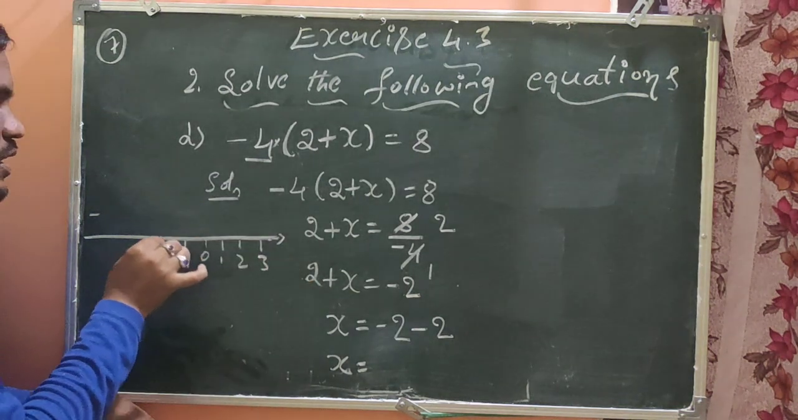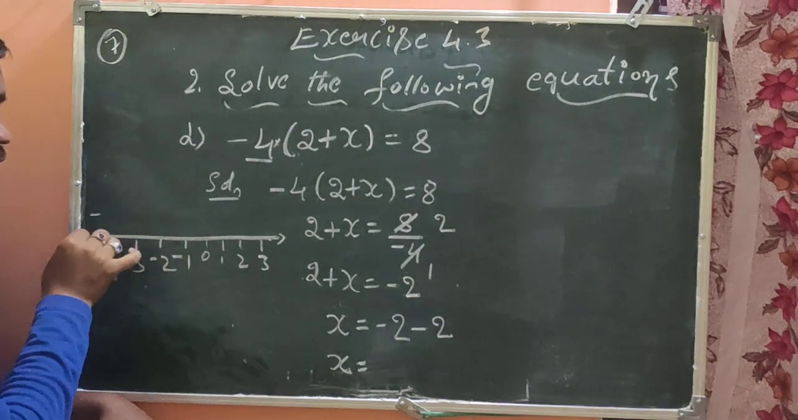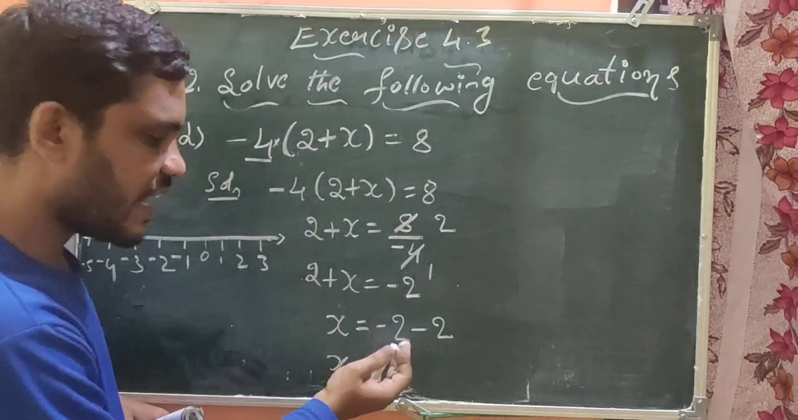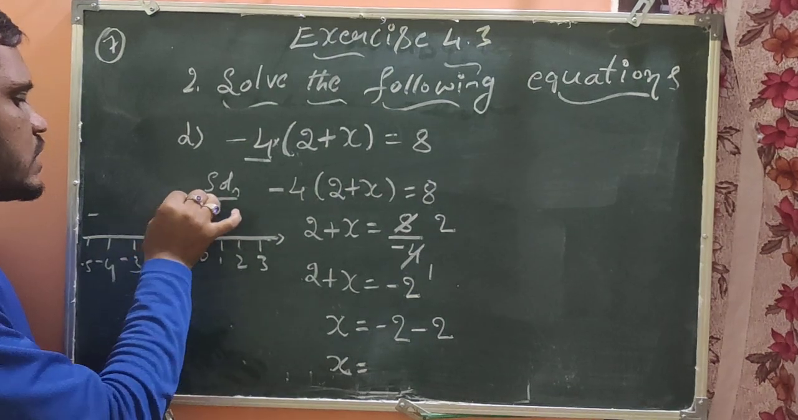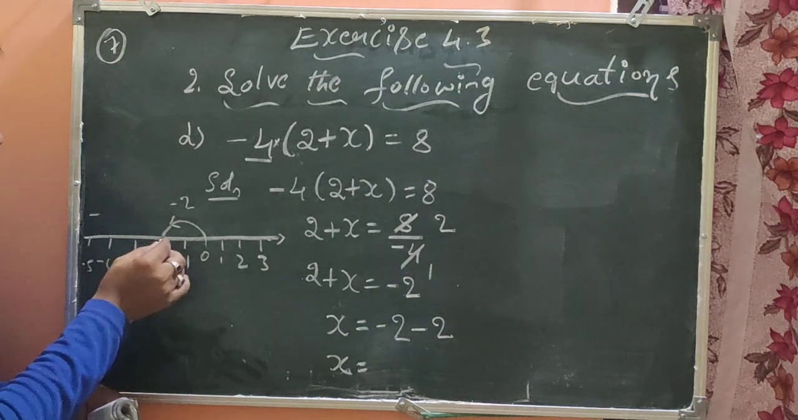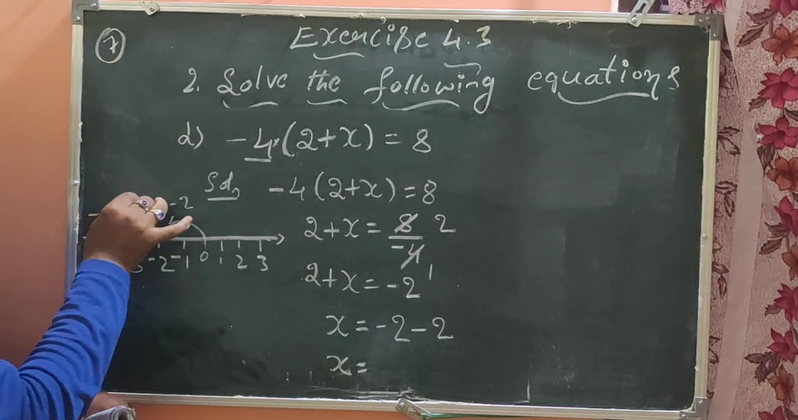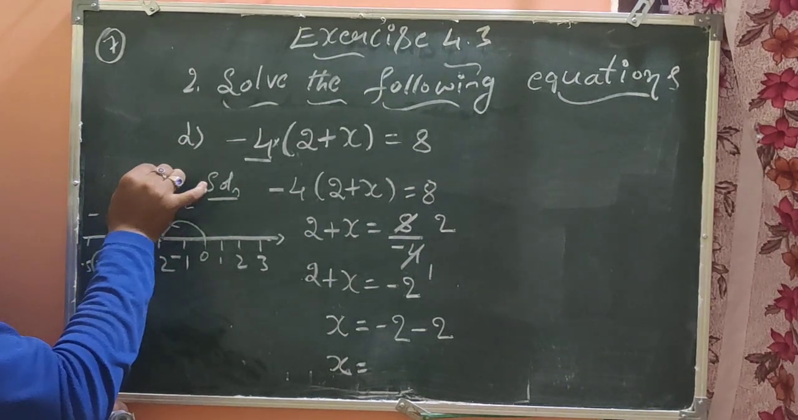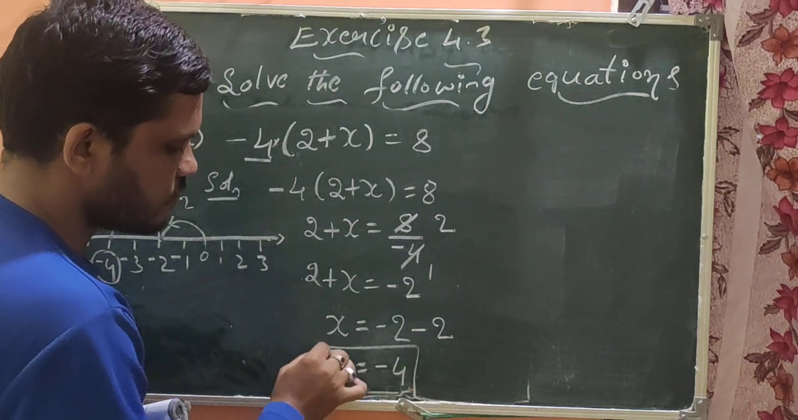Here minus 1, minus 2, minus 3, minus 4, minus 5. First minus 2 means we should move on to our left side. That is 1, 2. This is minus 2. One more minus 2 means once again we should shift 2 numbers. 1, 2. So minus 2 minus 2 is equal to minus 4. So the final answer is minus 4.